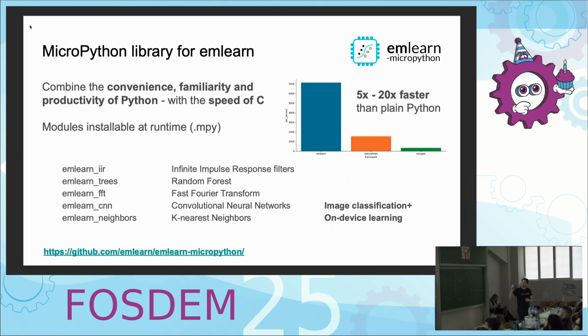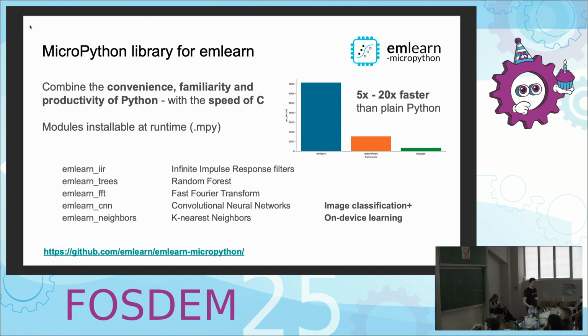So we provide a range of modules. They're standalone, so you can install just what you need. For example, infinite impulse response filters for doing digital filtering, random forest or tree-based ensemble models, which are very common, very power efficient, and small, so they're very useful, and also fast Fourier transform. We saw that it's useful to also provide some DSP functionality because it was a bit lacking in the MicroPython space. And you can do convolutional neural networks, so there are examples doing image classification, etc., available in the repository.